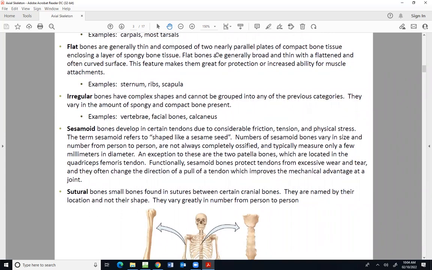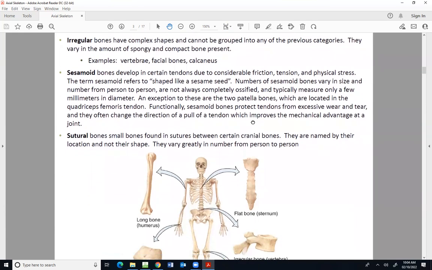Flat bones are generally thin and composed of 2 nearly parallel plates of compact bone tissue, enclosing a layer of spongy bone. Talked about those the other day. I kind of said it's like a sandwich. They're generally broad and thin with a flattened and often curved surface, making them great for protection or increased ability for muscle attachments. They include your sternum, your breastplate, the ribs, and your scapula, which is your shoulder blade.